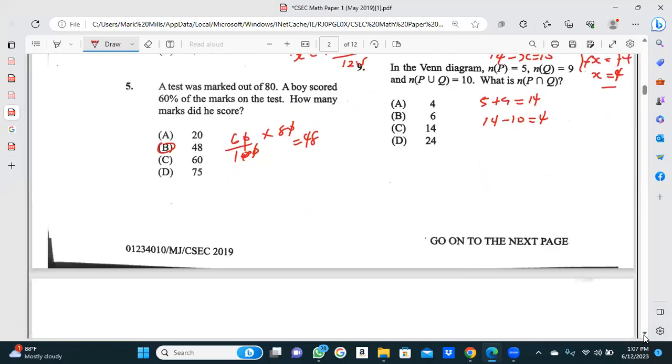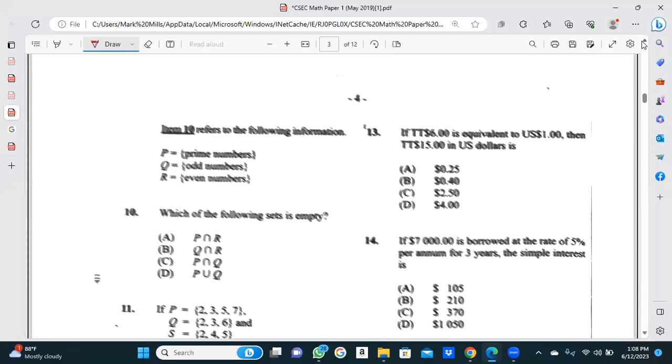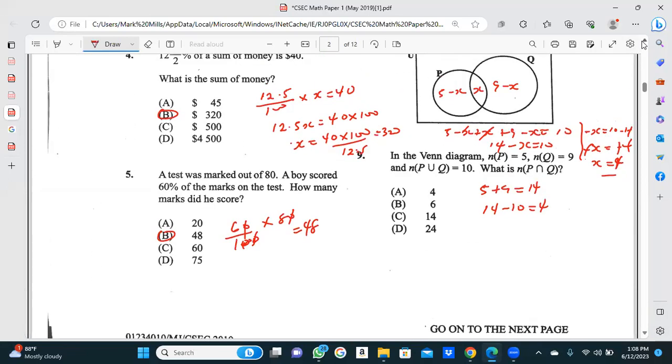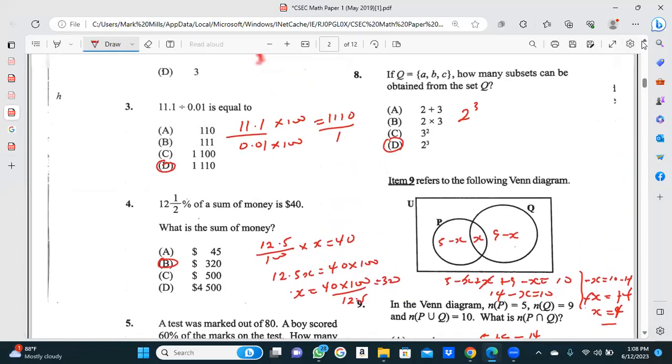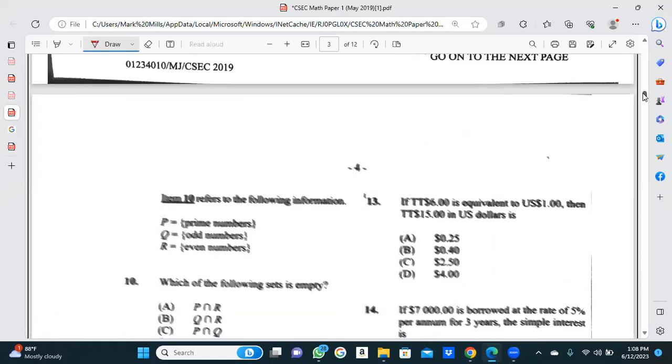Let's go. What is 7 and 8? Come again. What is 7? 7 would have been D. Okay, thank you, sir.